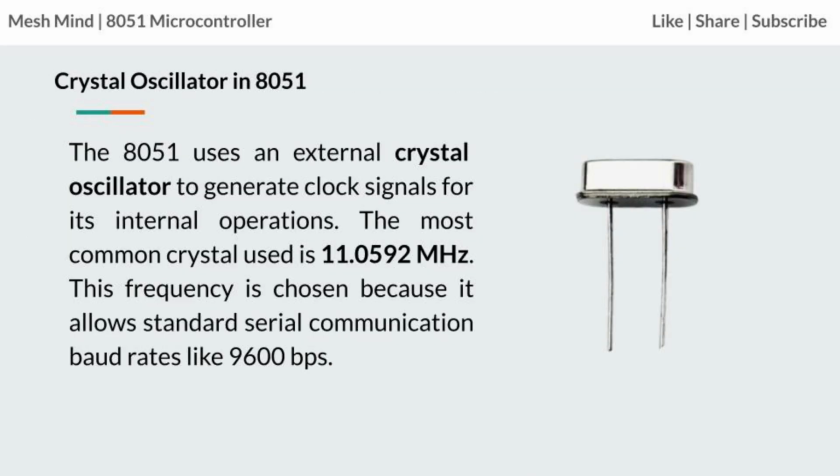Then crystal oscillator in the 8051. The 8051 uses an external crystal oscillator to generate the clock signal for its internal operations. The most common crystal used is 11.0592 MHz. It allows standard serial communication baud rates like 9600 bps.